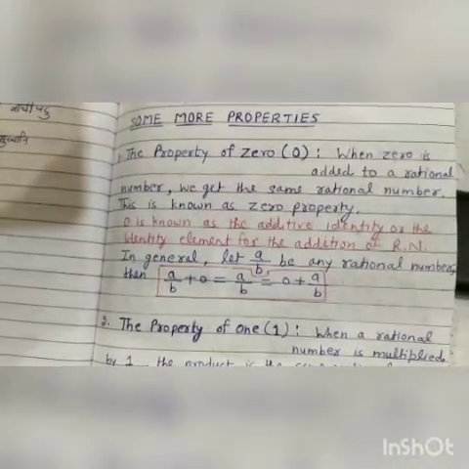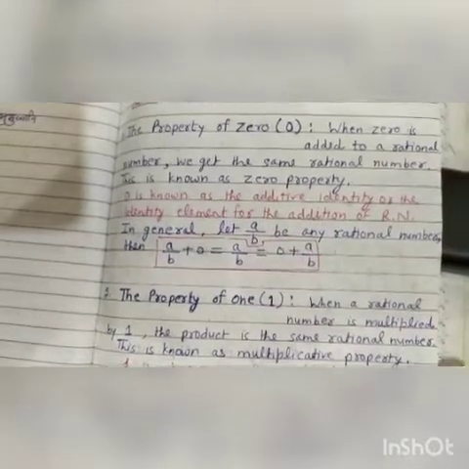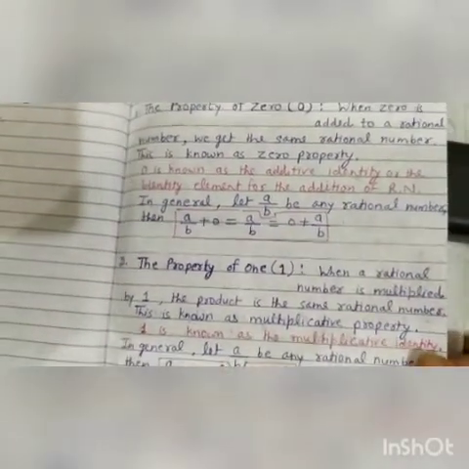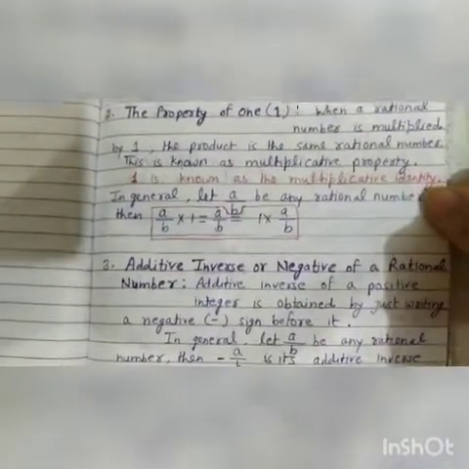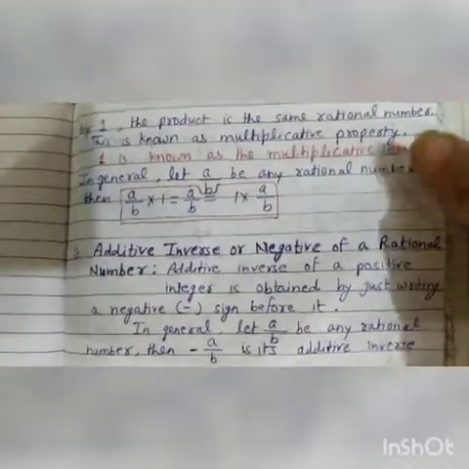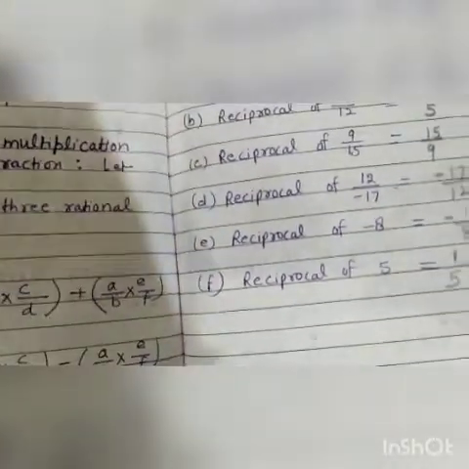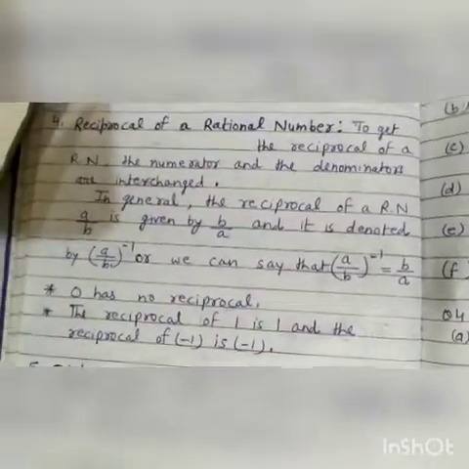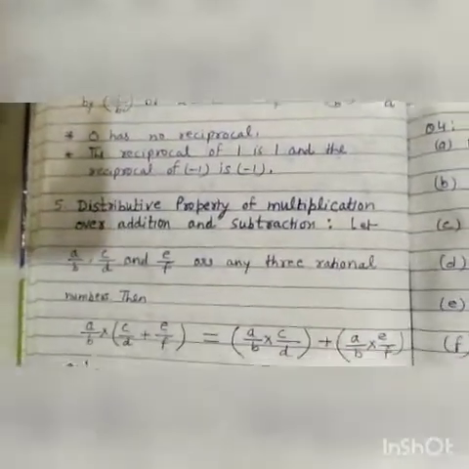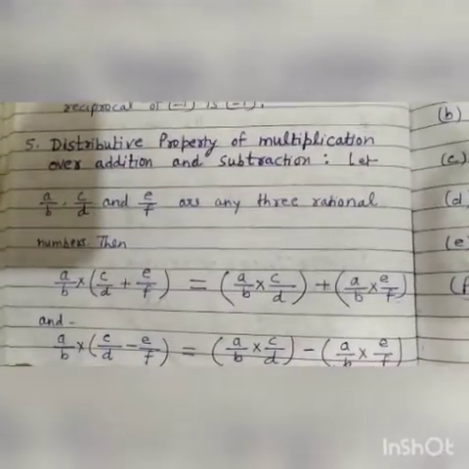Students, in the previous class I explained to you some properties of rational numbers: property of 0, property of 1, additive inverse or negative of a rational number, then reciprocal of a rational number, and distributive property of multiplication over addition and subtraction.